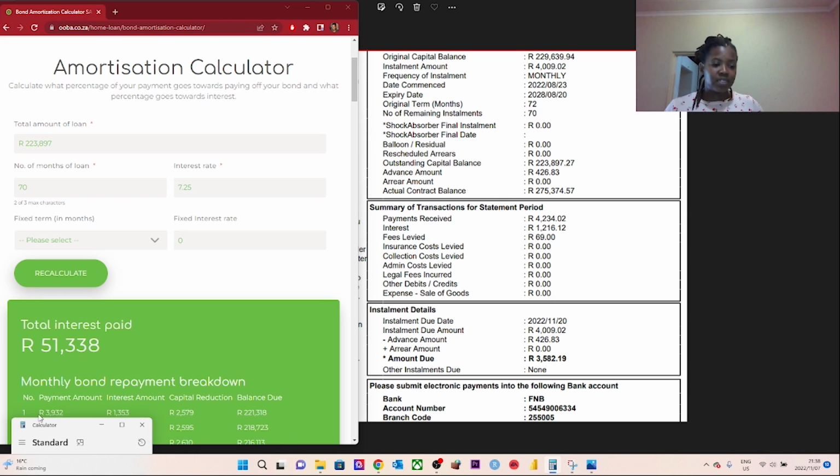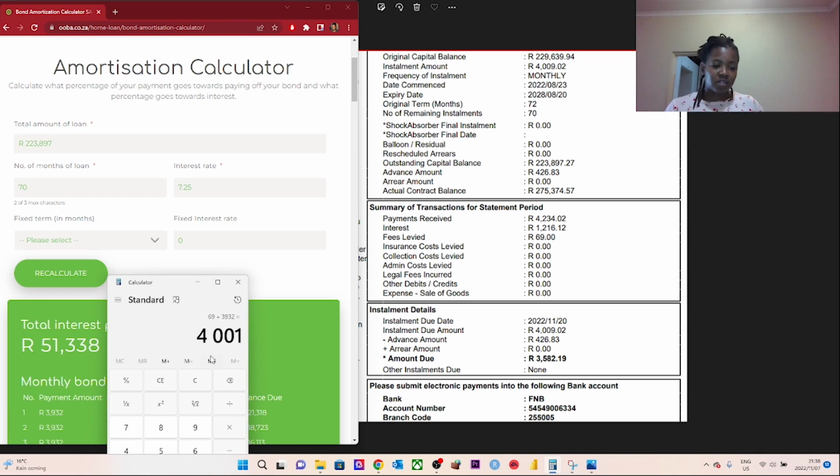And then above this, they add the 69 Rand, which is what you'll see here, which is the fees levied. So it's nice and simple on a Wesbank statement. It's easy to read. If anyone has any questions, let me know.